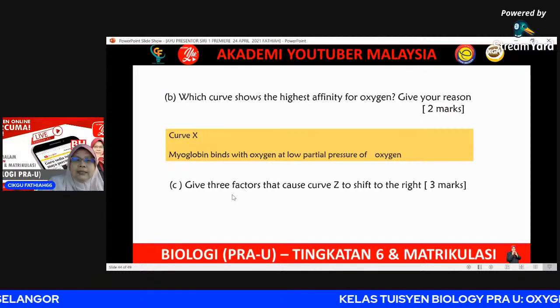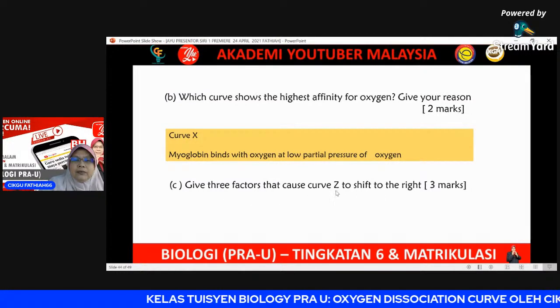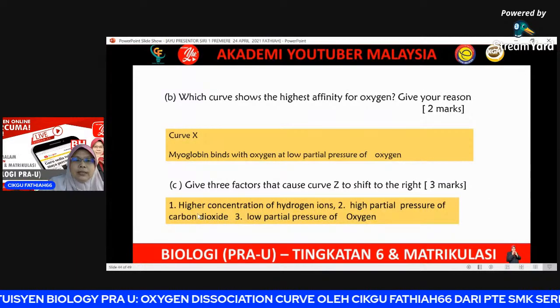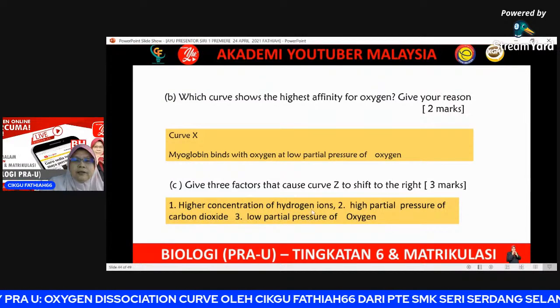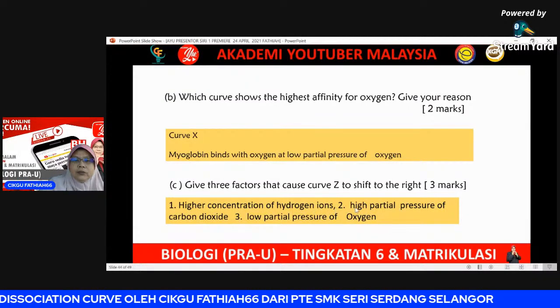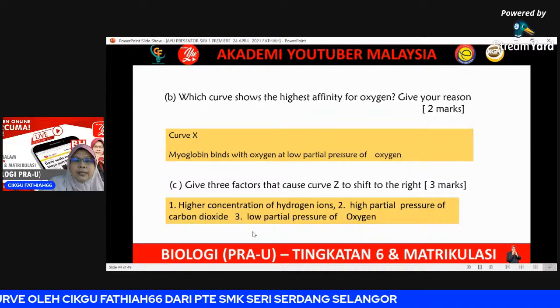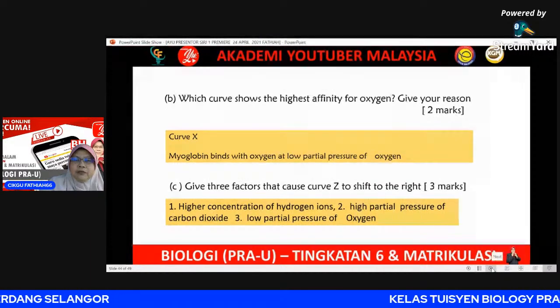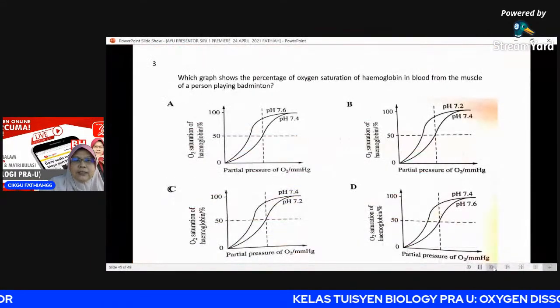Give 3 factors that cause curve Z to shift to the right. Maternal hemoglobin shifts to the right. 3 marks. Number 1, higher concentration of hydrogen ion. Number 2, higher partial pressure of carbon dioxide. Number 3, low partial pressure of oxygen. Okay, alright, finished for your structure question. Now we go to part 2.